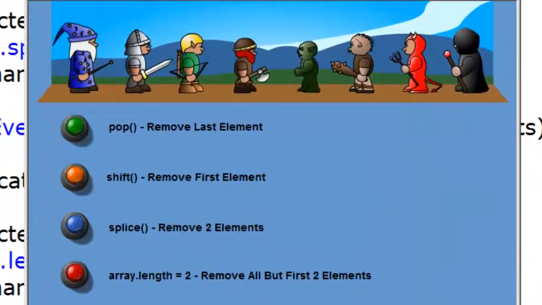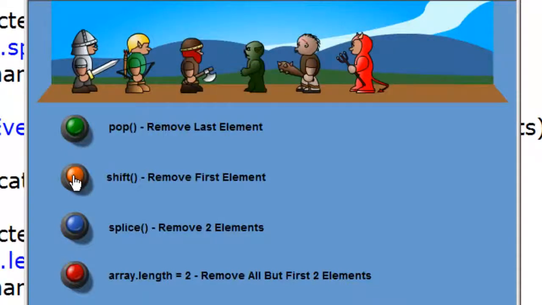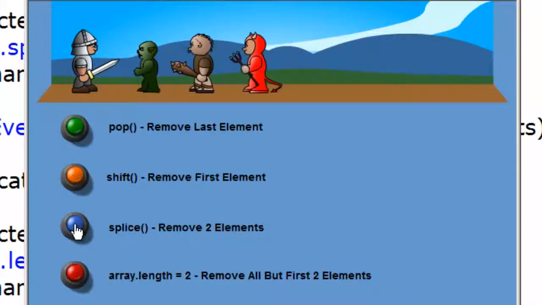I'll click on the green button to pop the last element off the array. I'll click the orange button to shift the array down and remove the first element. Then I'll remove elements 1 and 2 by clicking on the blue button. And finally, I'll set the array length property to remove all but the first 2 elements.